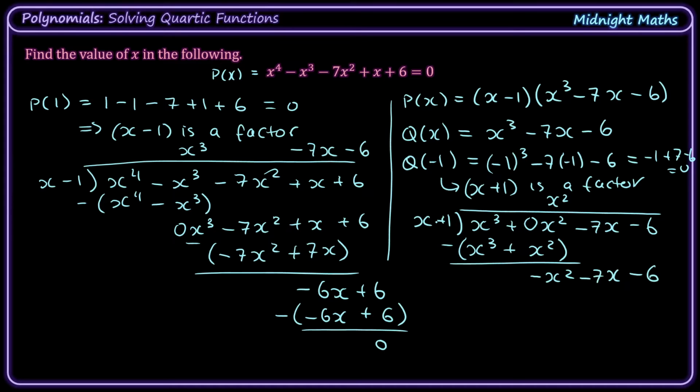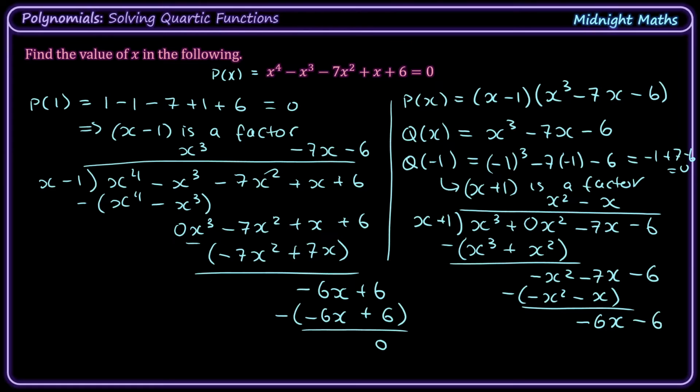What is x multiplied by to give negative x squared? That is negative x. Now multiply negative x onto x plus 1, I get negative x squared, and negative x times 1 is just negative x. Adding these up, these cancel off, and then I have minus 7x minus x, which gives me minus 6x. And I can bring that 6 down as well.